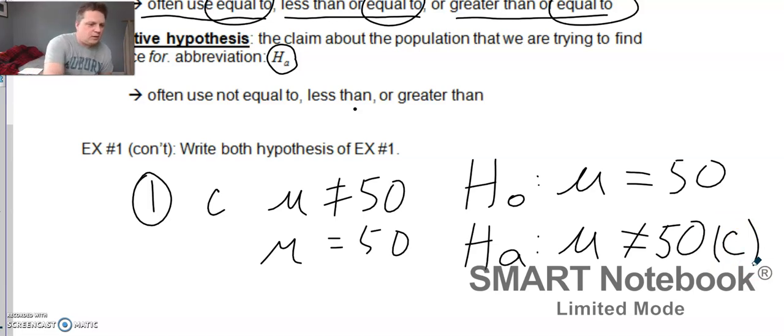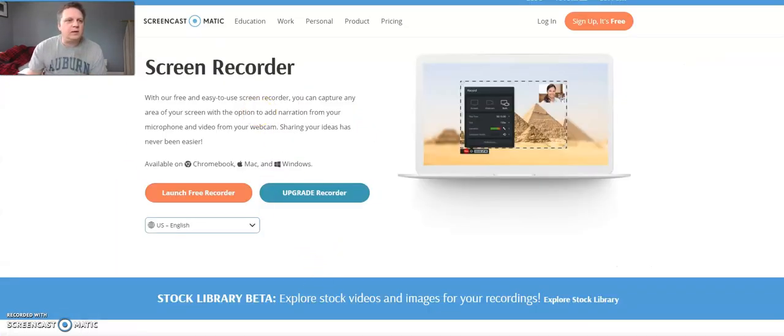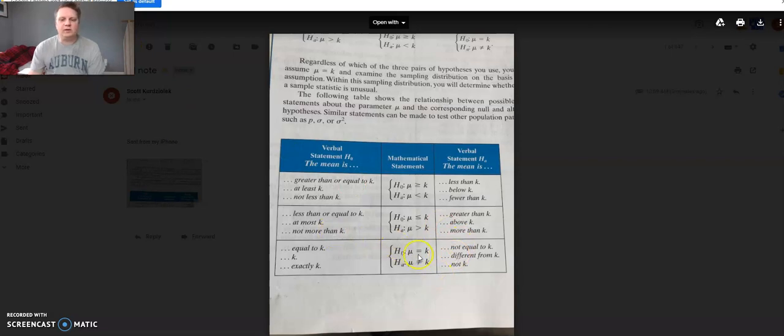Okay, all right, now the next part is filling in a table. So you see the verbal statement about the null hypothesis, mathematical symbols, verbal statements. This just helps you with picking out inequalities. So here they are. These are the ones from the book that you want to pause the video and copy down.